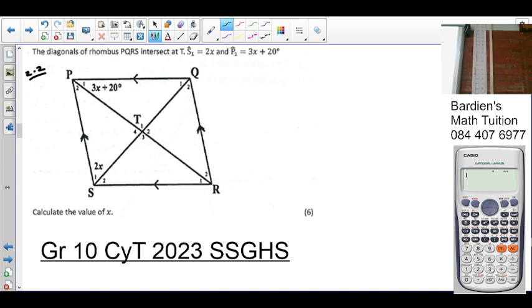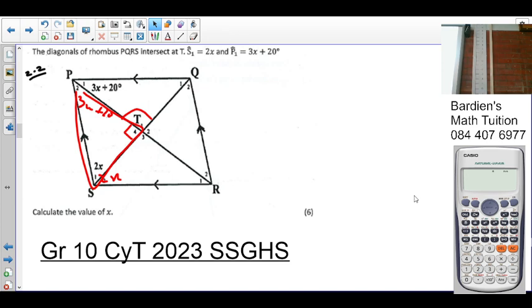Right. So the question says that the diagonals of a rhombus PQRS intersect at T. So of course this is 90 as indicated, né? Then S1 is 2x. Then S2 is also 2x, not so? And so on. Then we are told that P1 is 3x minus 20. So this is also going to be 3x minus 20 if needed. This is in our minds. Yes, people, if you got that, these 90, you can solve for x.